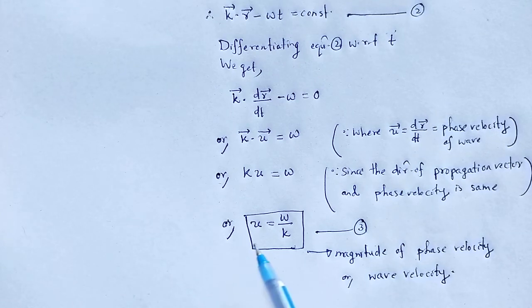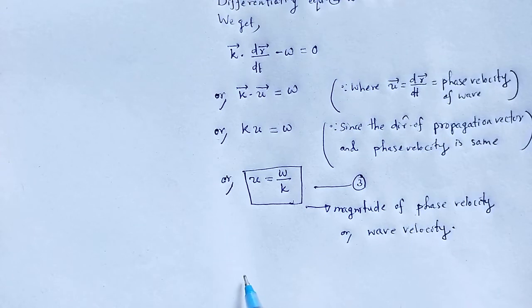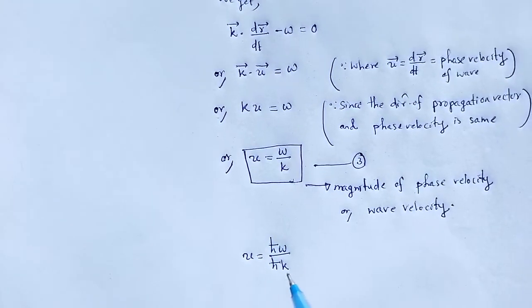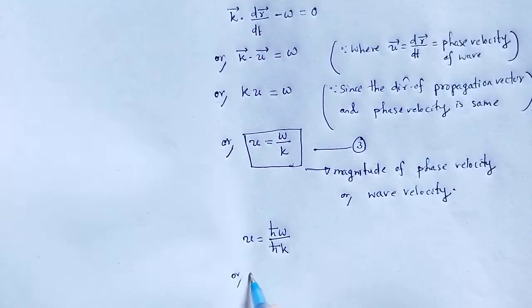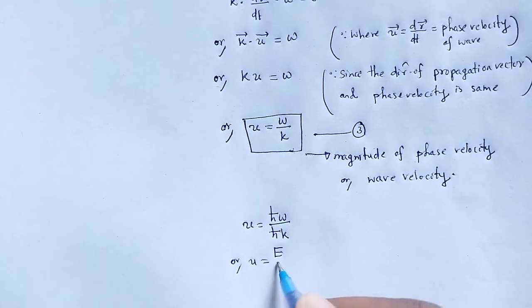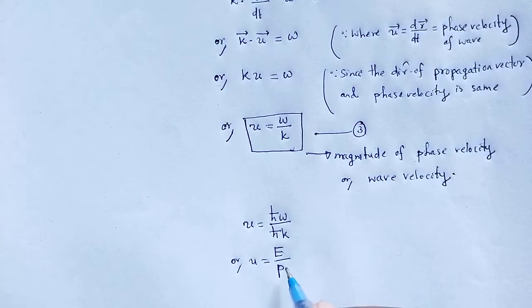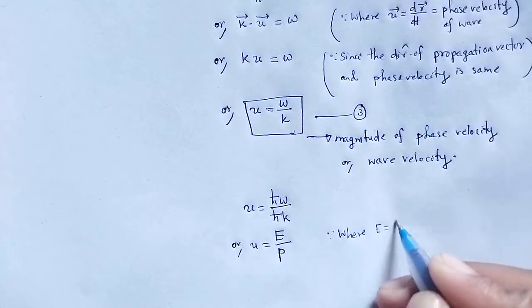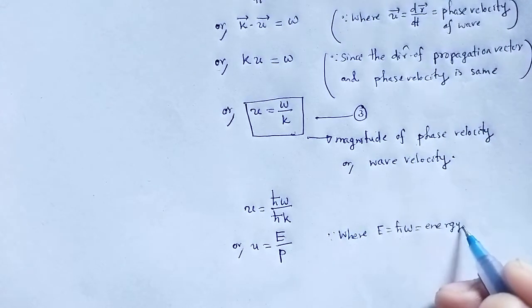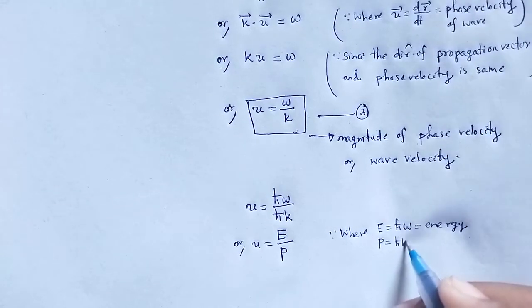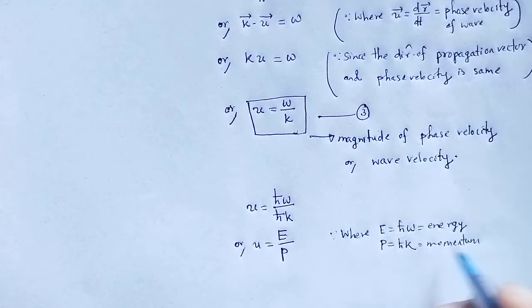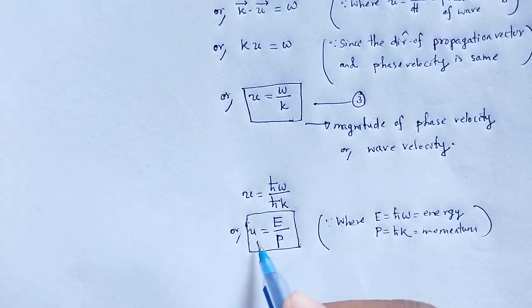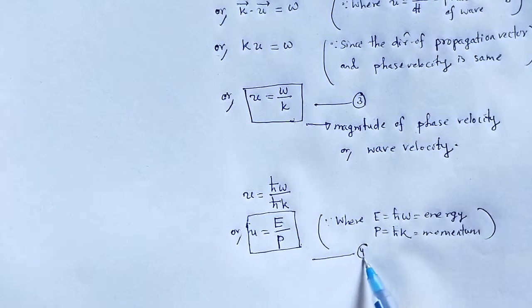Now this can be further written like this. We write u is equal to h cross omega divided by h cross k. H cross omega is for energy, and h cross k is for momentum p. Where E is equal to h cross omega, the energy, and p is equal to h cross k, the momentum. This is another way to represent the phase velocity in terms of energy and momentum. Equation number 4.